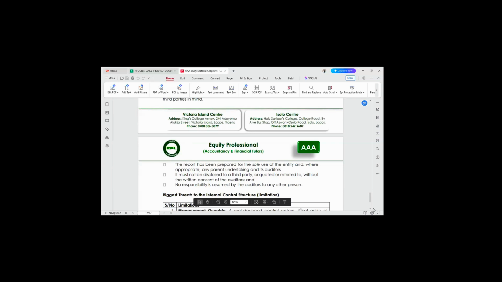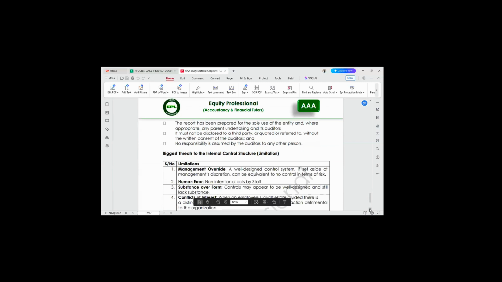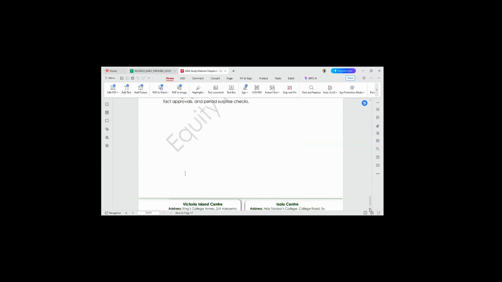The first one is management override. Management is the one that puts controls in place, yet they can be the ones violating those controls. When management sets aside an existing control that has been put in place, it is known as management override, and this weakens the internal control system. Two, human error. Everybody is not perfect, right? We can make mistakes, and sometimes when we make some of these mistakes, it undermines the internal control system.